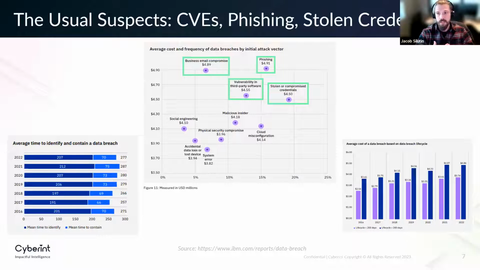The interesting thing on the right side is the average cost of the data breach based on the life cycle, meaning the relationship between the cost and how long it takes the organization to find out and contain the breach. So if we look at 2022 on the right side, we'll see that if the life cycle is longer than 200 days, the breach average cost is $4.86 million. And if it's under 200 days, the average cost is 3.7, which is $1 million less, basically somewhere around 25% less than the average cost for a longer period of time.